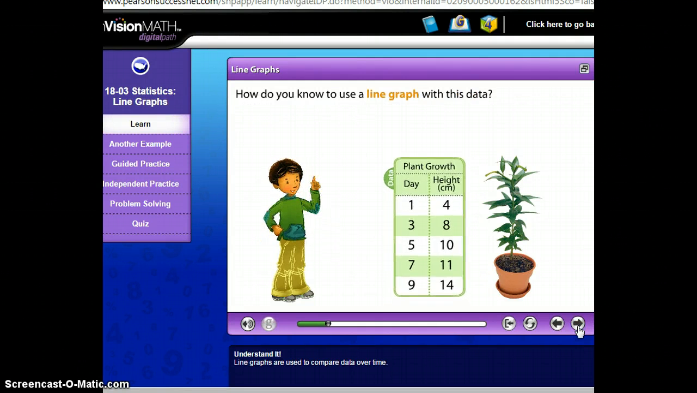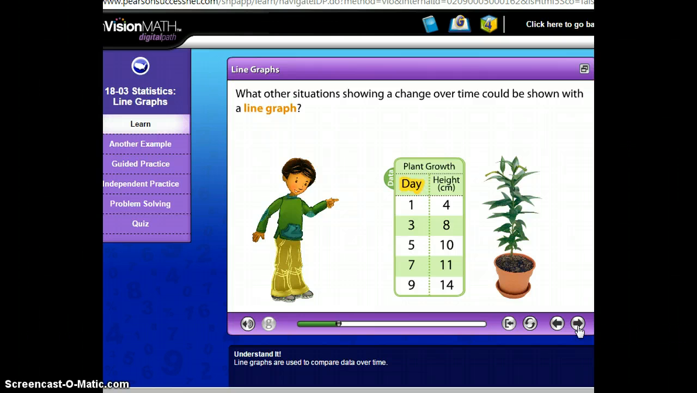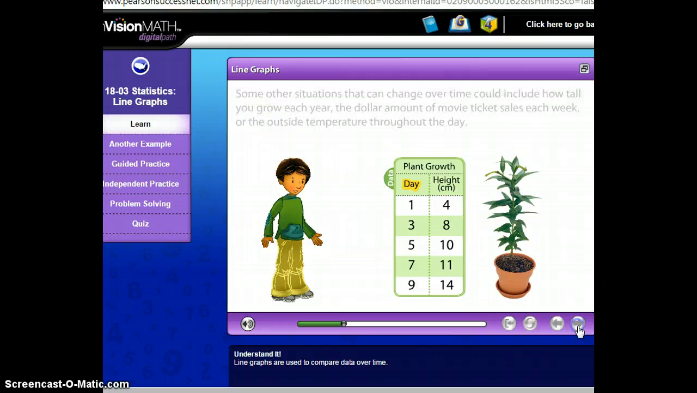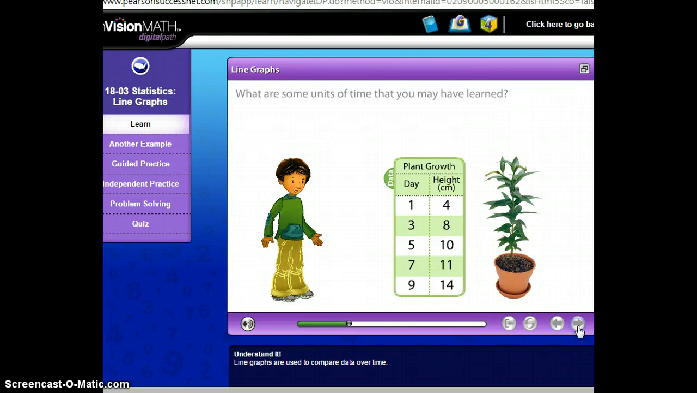How do you know to use a line graph with this data? The data table includes data with a unit of time. What other situations showing a change over time could be shown with a line graph? So they say a line graph can be used when time is involved. Some other situations that can change over time could include how tall you grow each year, the dollar amount of movie ticket sales each week, or the outside temperature throughout the day.